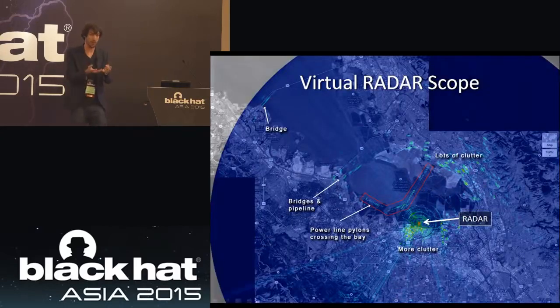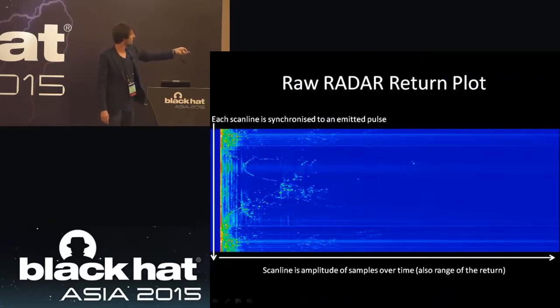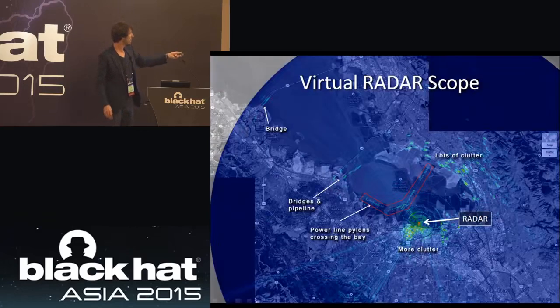And so once you unwrap that onto a map, this is the Bay Area. You have all this ground clutter here, but you see how we have these interesting shapes. When you do this polar unwrapping, they turn into straight lines. And this turned out to be all these power line pylons that cross the water there, and then echoes from the bridges and so on. So it kind of works.